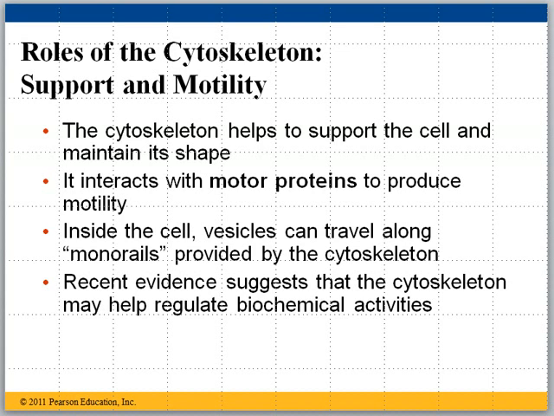Also, recently we found out that the cytoskeleton may play a part in certain biochemical activities of the cell, so it may not just be structure, it may also play a part in the biochemical activities as far as when certain things occur or how they occur. The cytoskeleton is especially important in animal cells because animal cells don't have that rigid cell wall, so they need this cytoskeleton for support and structure.